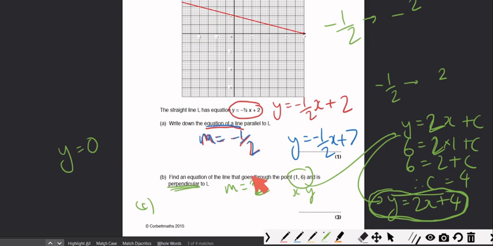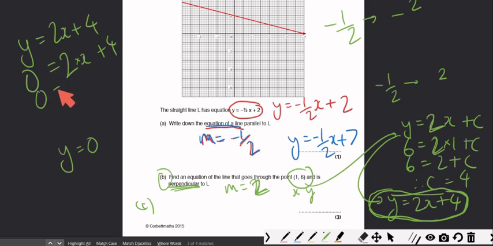Using our equation over here, because we're related to this one, this is what we found out from part B. We know y is 0, we want y to be 0. 2 is 2. X, we don't know what it is, but we're going to find out, and that's just plus 4. So that's going to be 0 equals 2x plus 4.